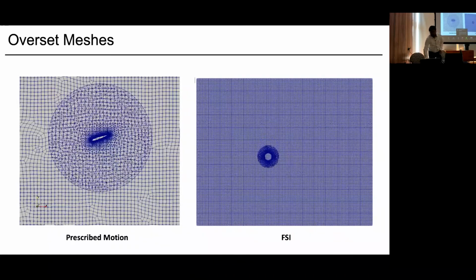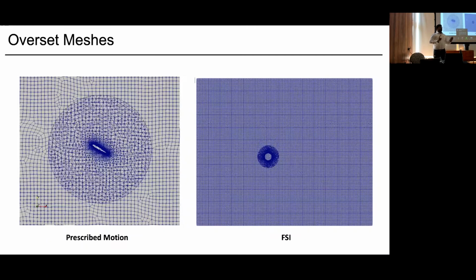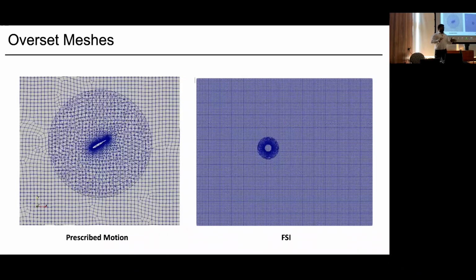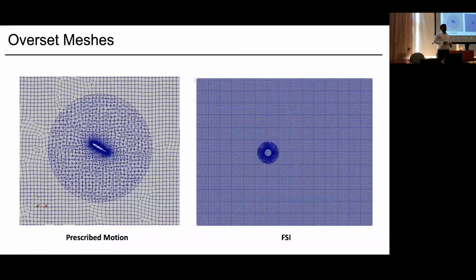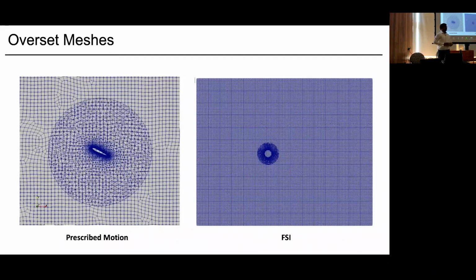So there is a question, a comment. Okay. Do you have any questions so far between the mesh morphing and overset methods? Yes, I have a question.